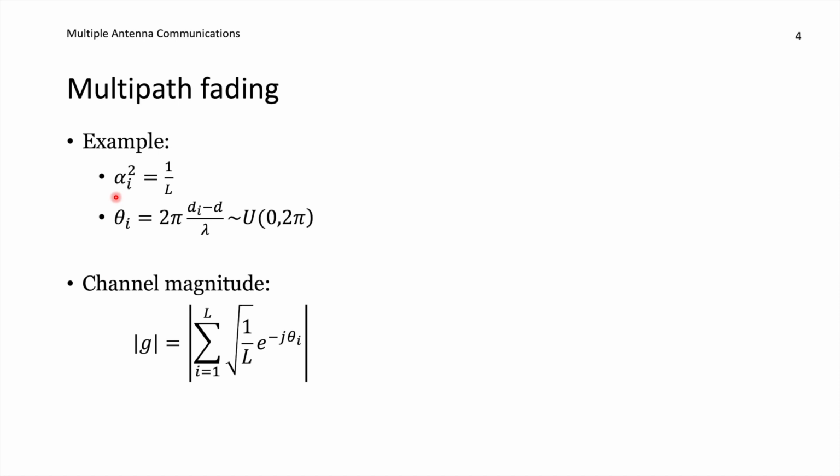And when the multiple paths with these kinds of random phases are interacting with each other, we get what is known as multipath fading. So if we just compute the magnitude of the channel response, g, then we should have the magnitude of the summation of the paths. And in this example, alpha i was square root of 1 over L, so that the square of it becomes 1 over L. We have e to the power minus j theta i.